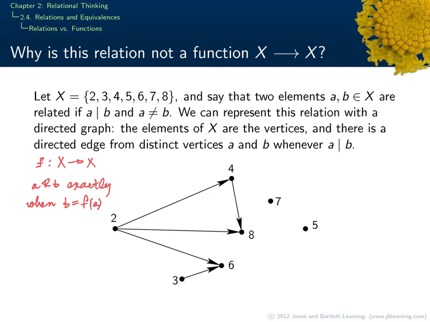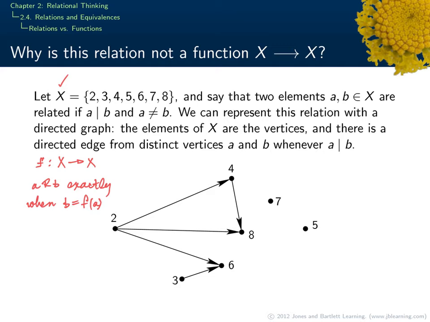That is, if you're just handed a relation on a set X, for instance, that relation does not naturally determine a function. Now, why is that? Well, let's take a look at this set X that's given in the example here, 2, 3, 4, 5, 6, 7, and 8. And let's think about the relation on X that's determined by this directed graph, okay? So in particular, we see that 2 is related to 4 because there's a directed edge from 2 to 4. And 2 is related to 8 because there is a directed edge from 2 to 8.